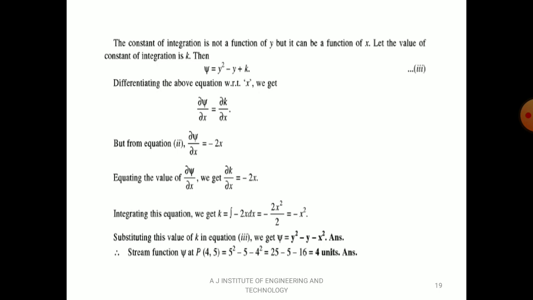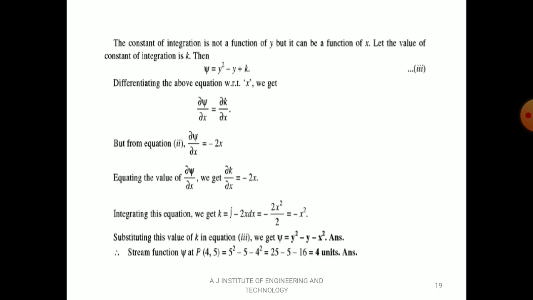So the integration of minus 2x with respect to x is minus 2x square by 2, where the 2s are going to cancel, so that is equal to minus x square. So you can substitute back this value of k in equation 3, that is ξ equals y square minus y plus k. So the value of k is minus x square. So ξ equals y square minus y minus x square, and that is the stream function.